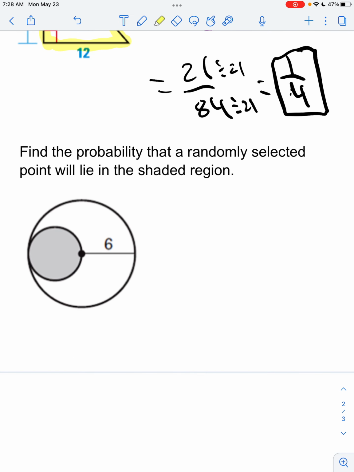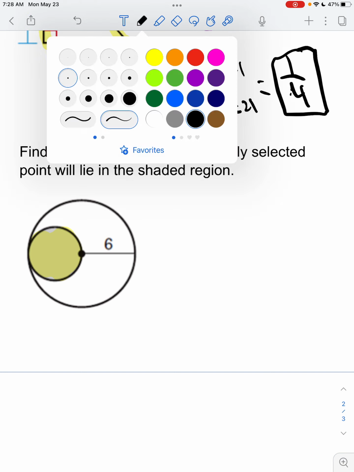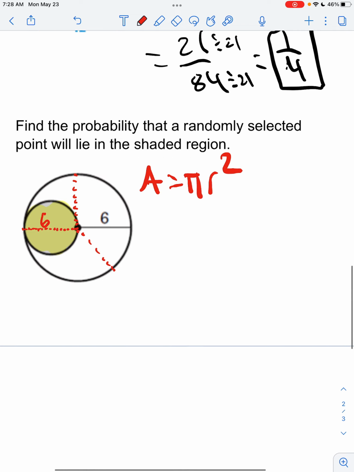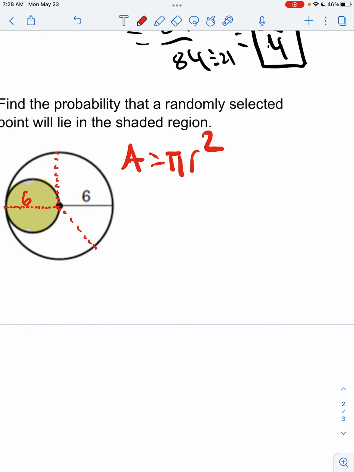Similar type of problem. Here's my shaded area, this time dealing with circles. So let's use our abstract brains and think critically. The radius is 6 here, the radius is going to be 6 here, and in this case, this is the diameter, which is 6. So the area formula is pi times radius squared. I'm going to take my little circle and compare it to the big circle.